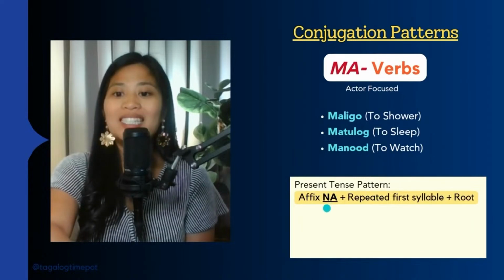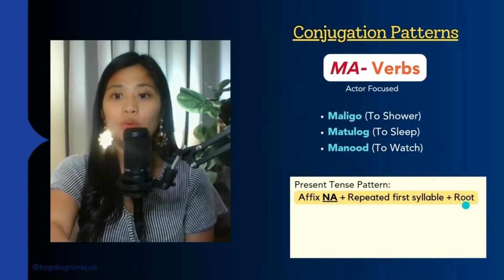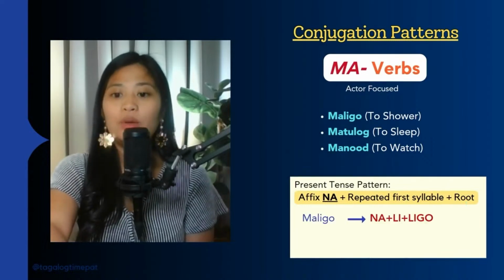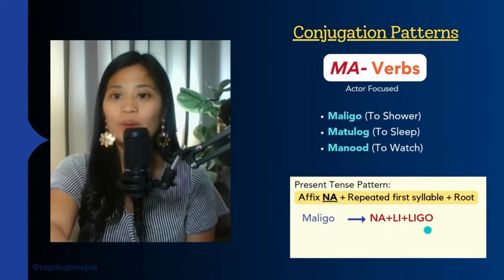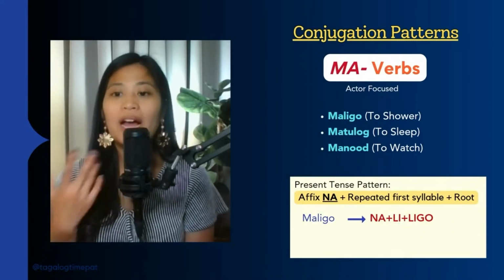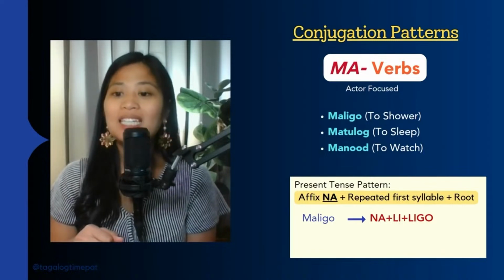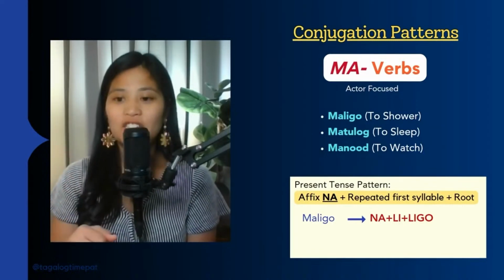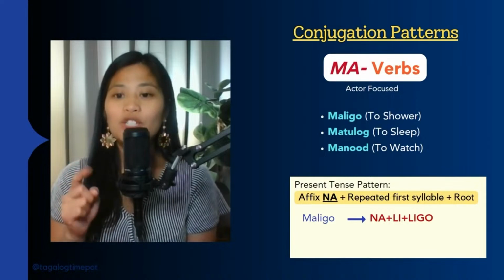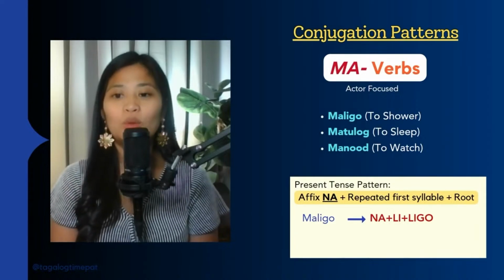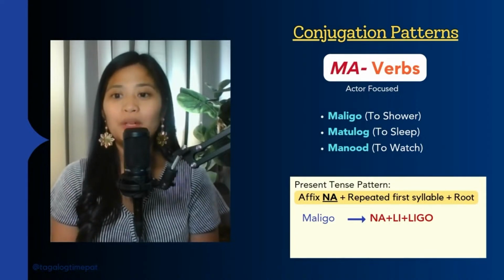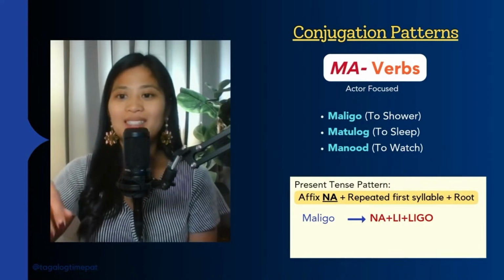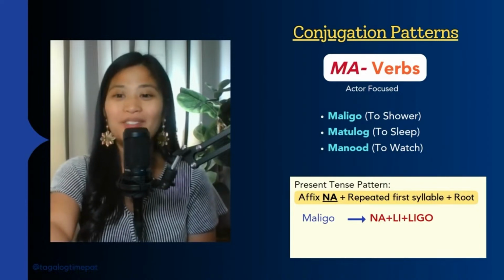Now the affix is na, then it's the repeated first syllable and then the root. So maligo, to shower, will be naliligo. Naliligo ako, I am taking a shower. Naliligo siya, he is taking a shower. You jot it down on your paper. What do you think matulog and manood will be in the present tense? And feel free to pause the video if you need.